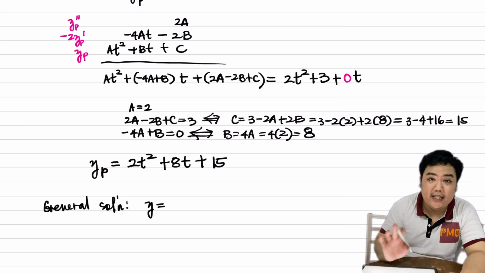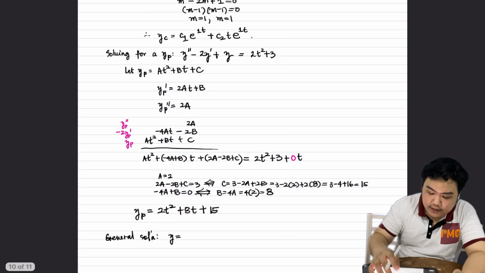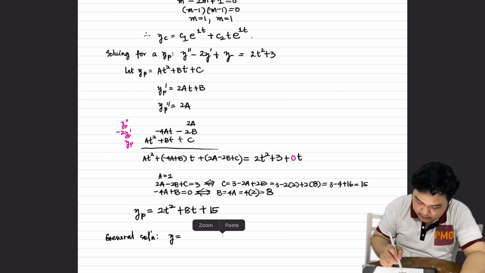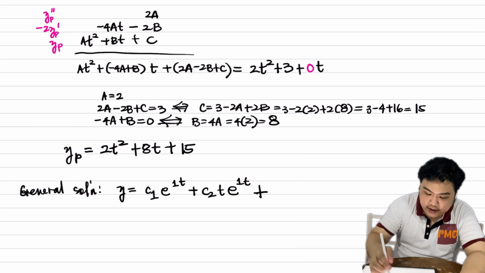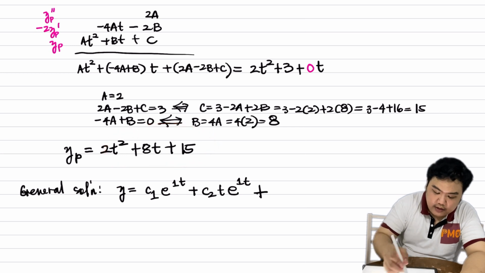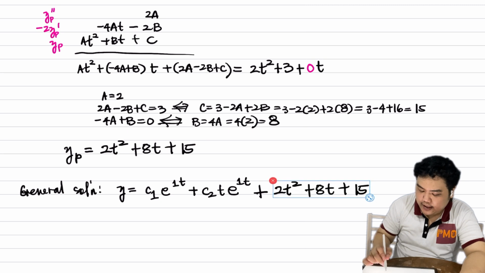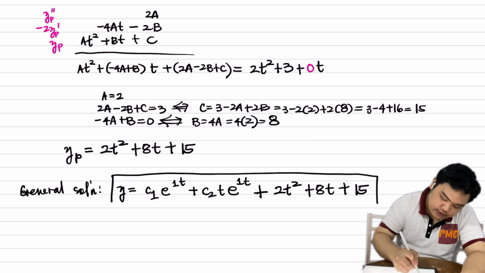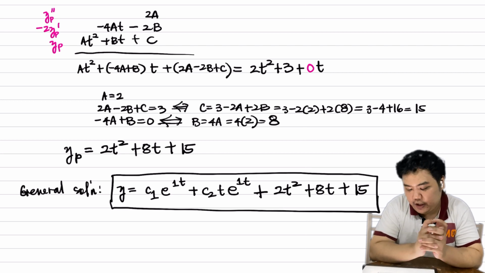Y is equal to y sub c plus y sub p, complementary plus particular. Ano yung complementary? So, this is the complementary solution. Let us copy it. Plus yung particular, which is this one. Copy rin natin yun. Ayan. So, yan yung general solution natin. Actually, yan yung last example natin, yung nagko-compute talaga ng general solution, no?